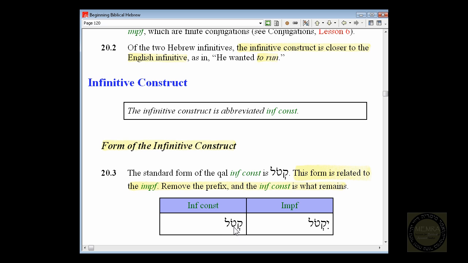So we have shva cholem. And that's going to be the primary pattern for infinitive constructs: shva cholem, shva cholem. Just fix that in your mind. Now, it might be a compound shva. If, for instance, our first consonant is a guttural, then we're going to have one of the compound forms like a hatef patach or something like that, but it's still a shva. It's shva cholem, shva cholem. That's sort of the pattern for the infinitive construct.